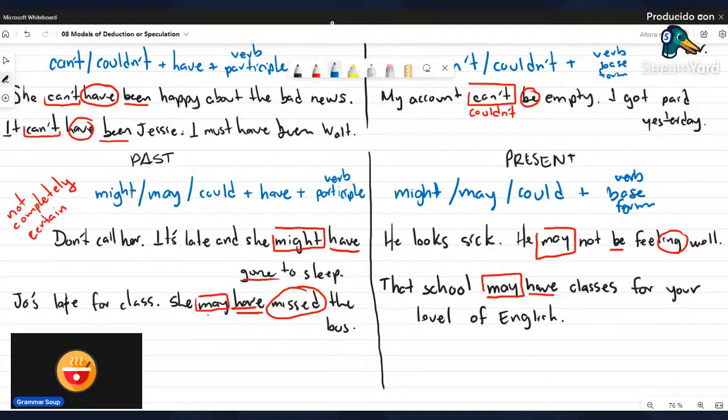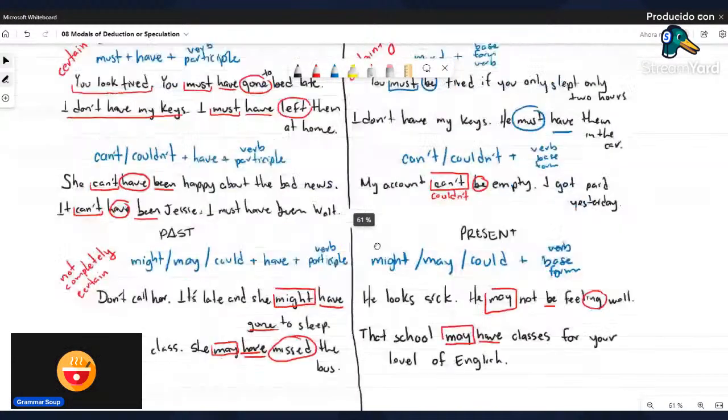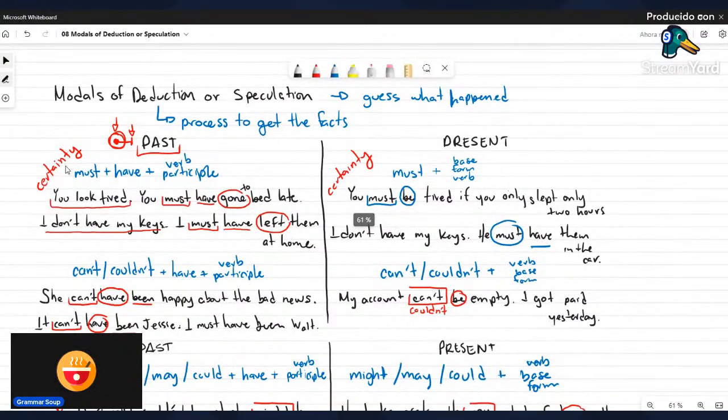Okay, well, guys, it's time for us to practice a little bit. Just remember, when we are completely certain about something, we are saying that it's a deduction. It's a deduction when we are certain, when we have facts, when we can prove it with evidence. And when we speculate, we are just guessing. It's not really accurate what we are saying.